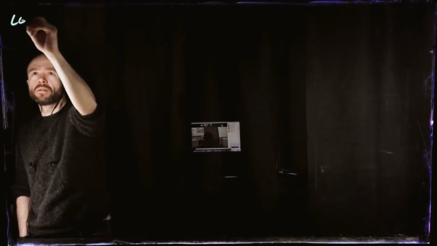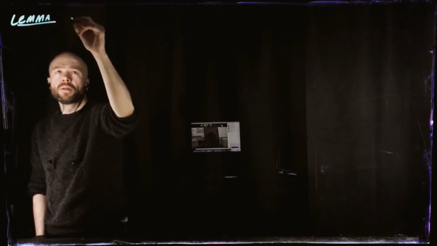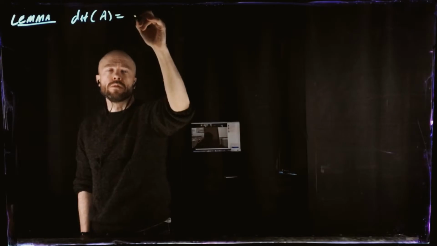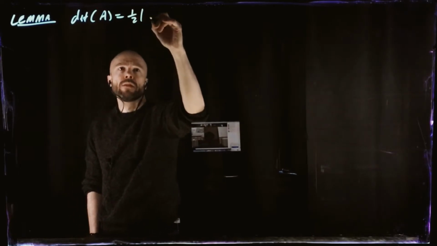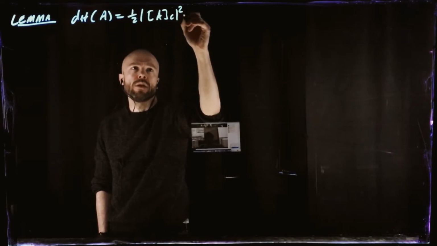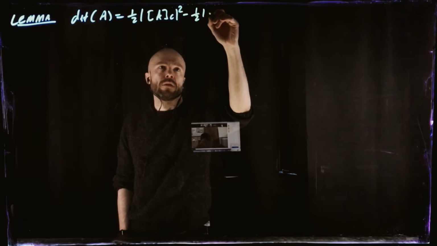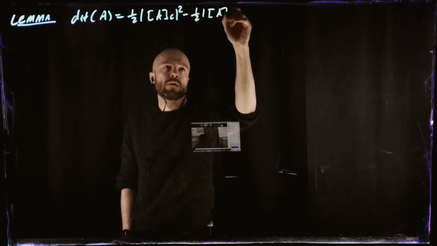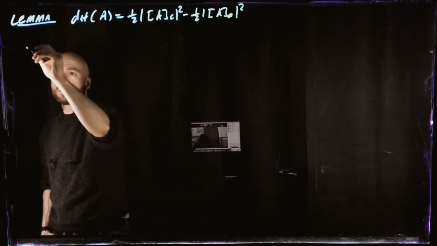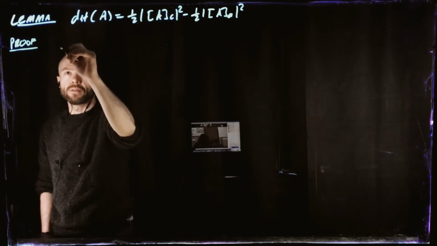So lemma: it is indeed the case that the determinant of A is equal to 1 over 2 of this thing squared minus 1 over 2 of this thing squared. Let's quickly just verify that. So, proof. How does this decomposition go?